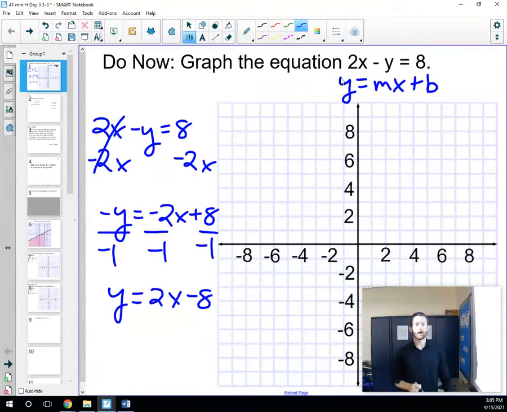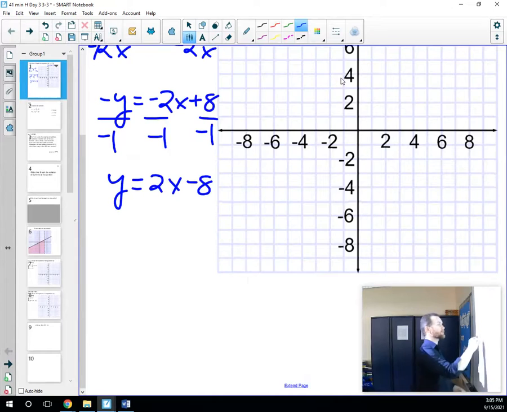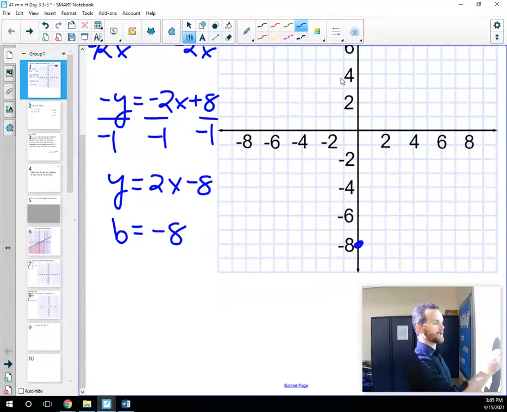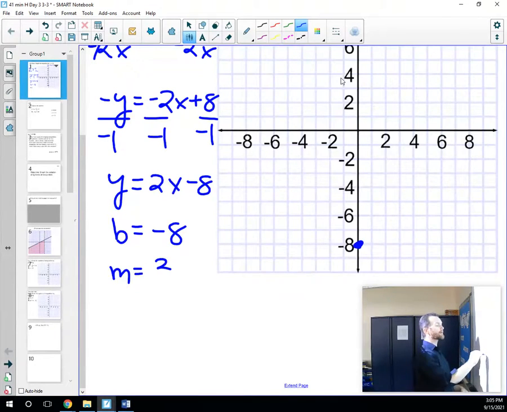2x minus 8. And did I do that one correct? Yep, just checking my work. Looks good. Now we're ready to graph. So first I'm going to find my y-intercept, which is negative 8. So I go down to negative 8 on the y-axis. Then we use our slope, which is 2. I'm going to put 2 over 1 so it's easier to see the rise over run.